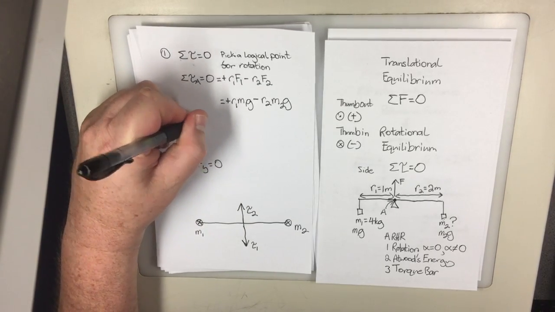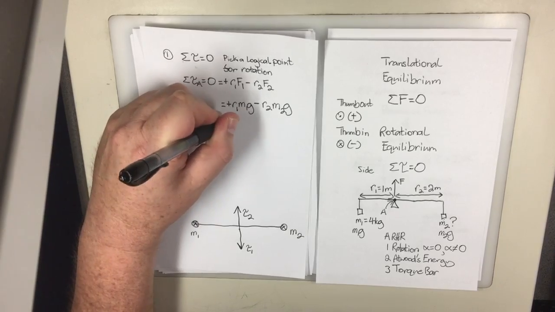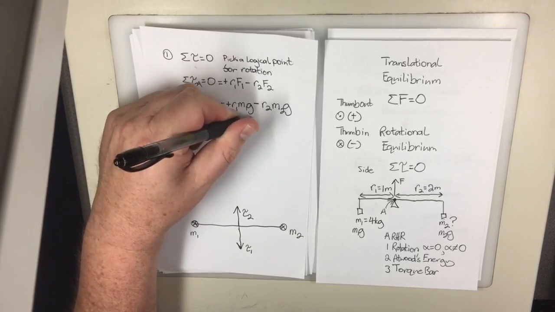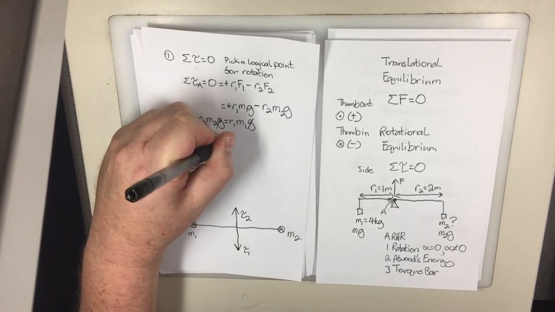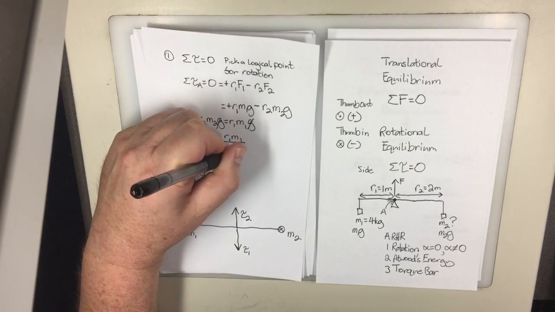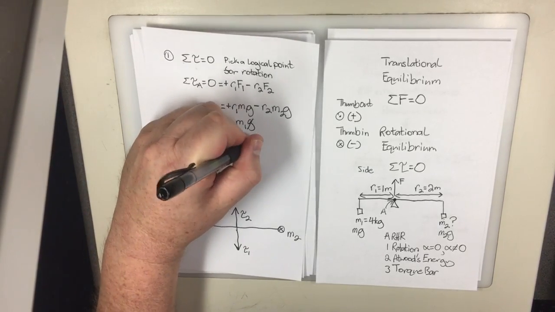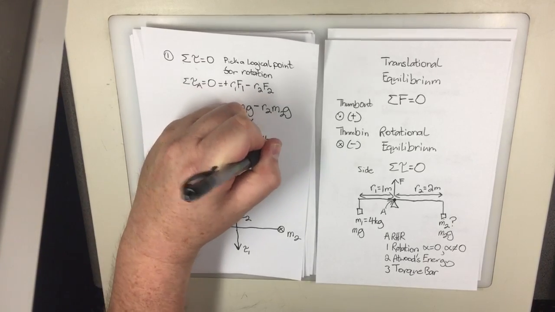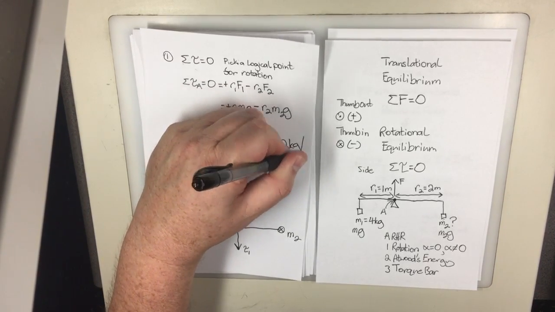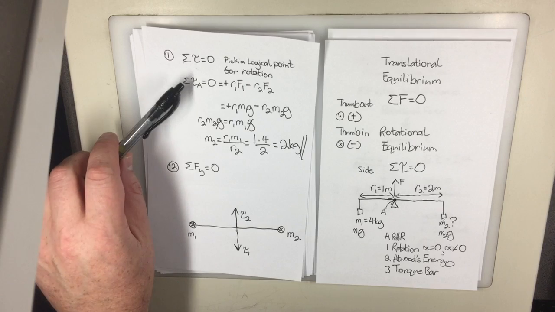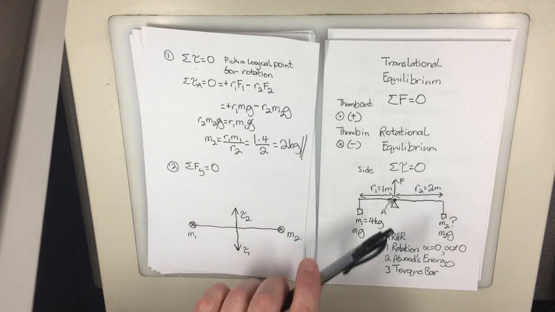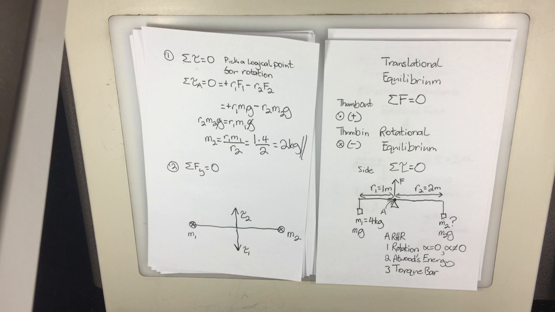So this becomes R2 M2G equals R1 M1G. The G's cancel. I'm looking for M2. M2 equals R1 M1 over R2. So R1 is 1, M1 is 4, R2 is 2, so it's 2 kilograms. And that's the mass of 2. You start with rotational equilibrium, you assign a fulcrum, you identify your torques, and then you look for what's missing.